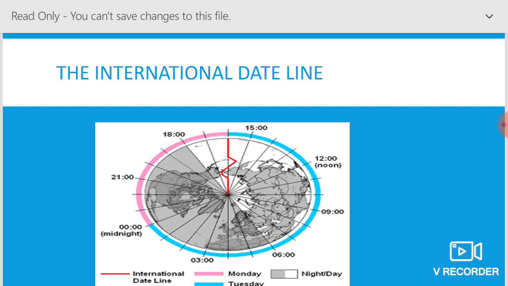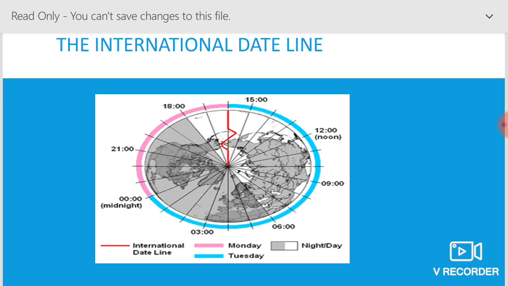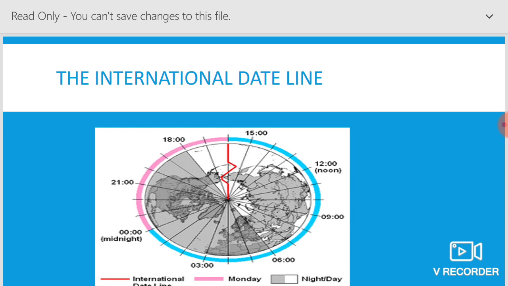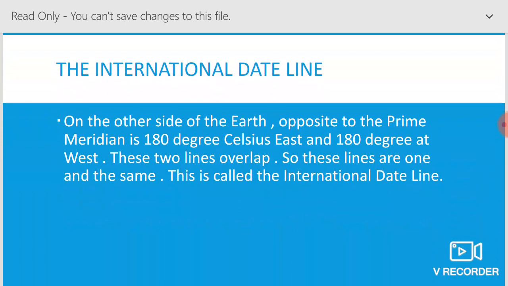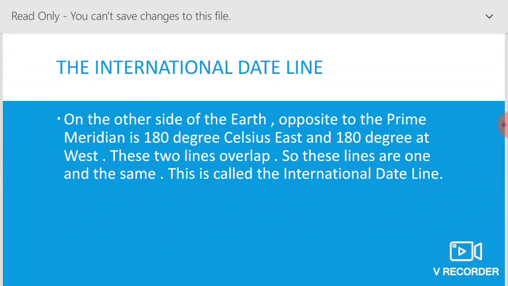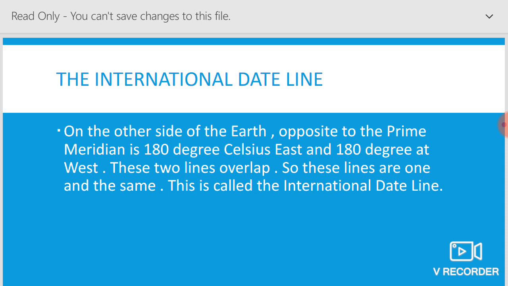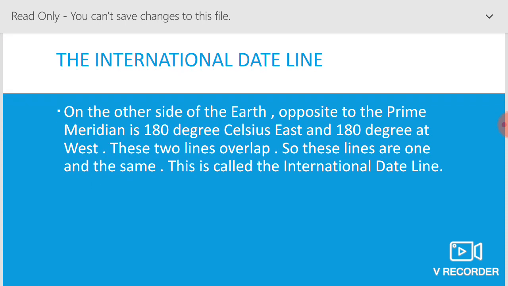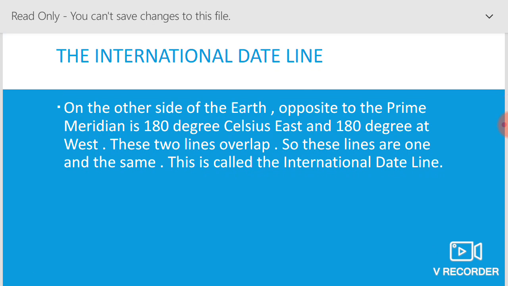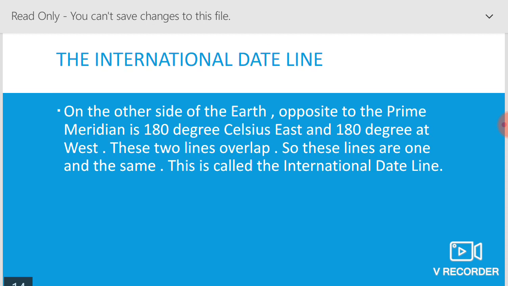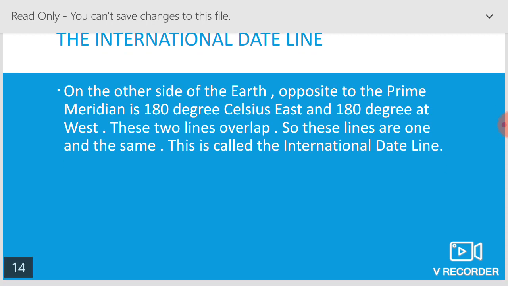The international dateline. These lines are showing the international dateline. On the other side of the earth, opposite to the prime meridian, is 180 degrees east and 180 degrees west. These two lines overlap. So, these lines are one and the same. This is called the international dateline.